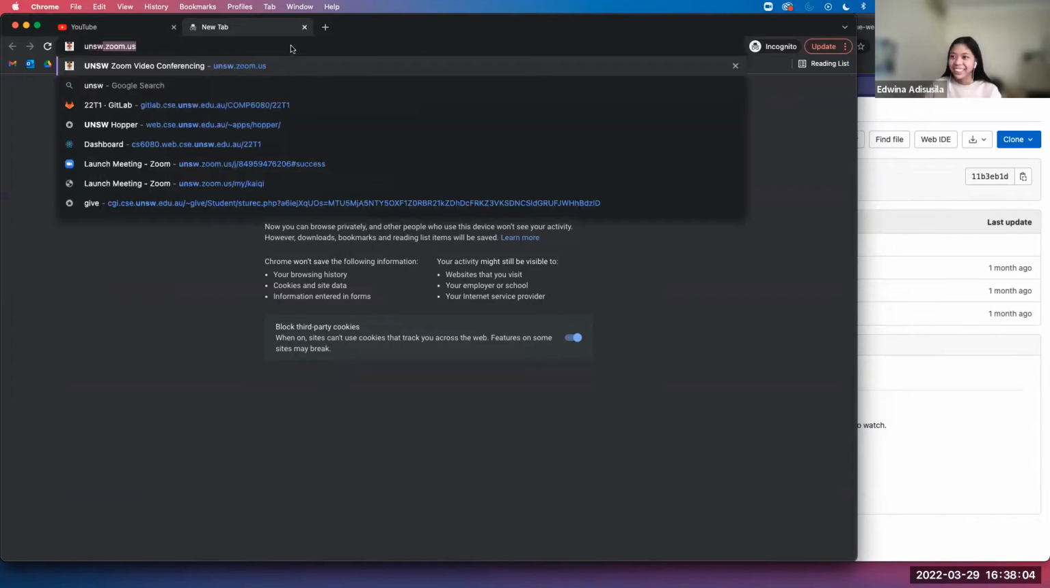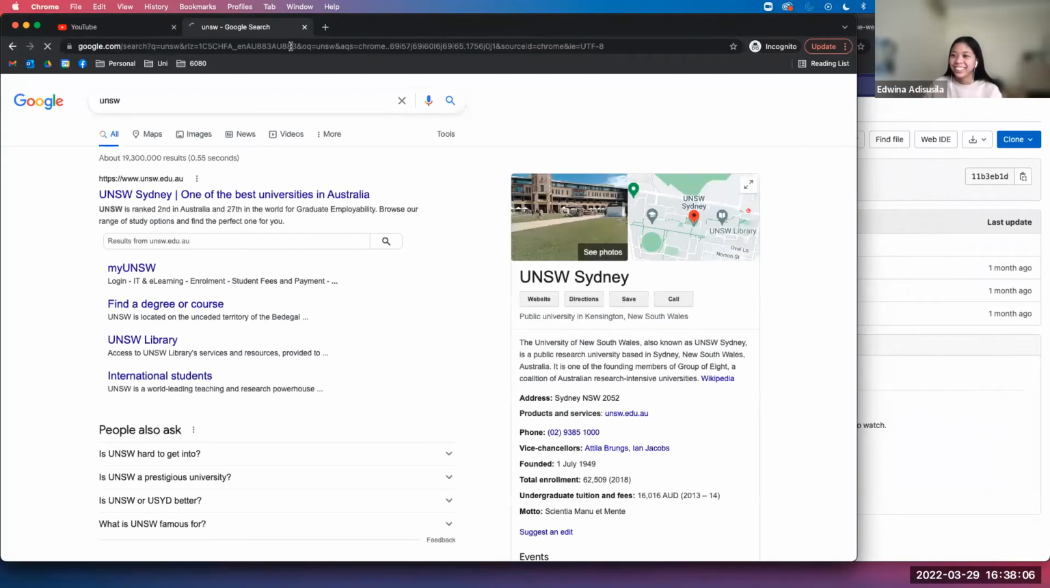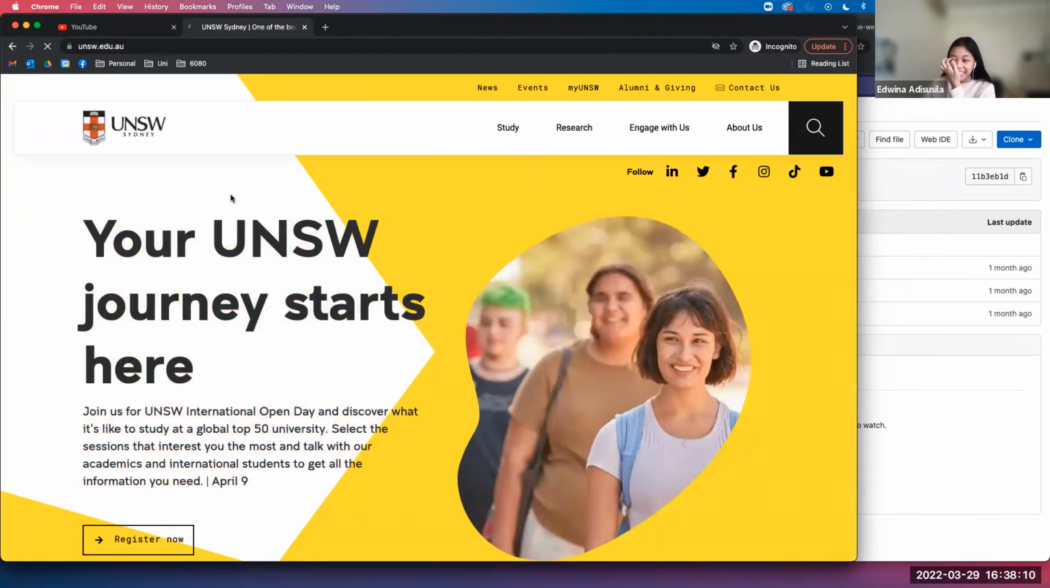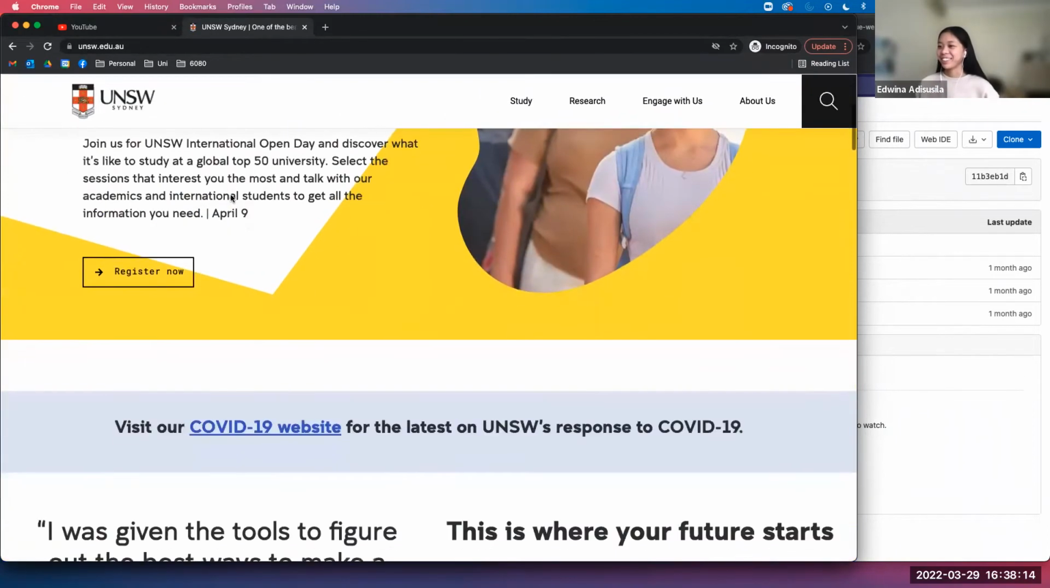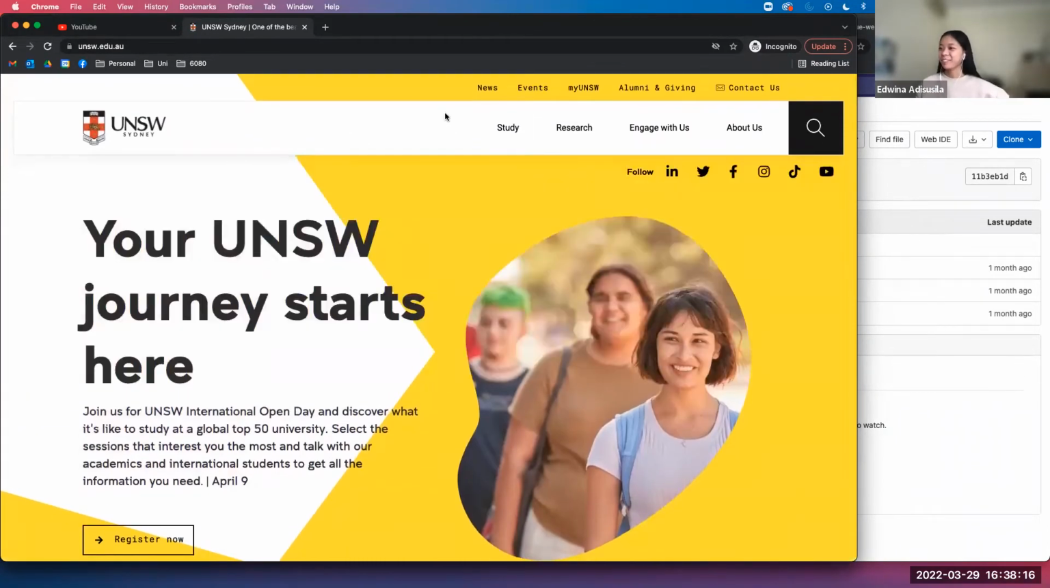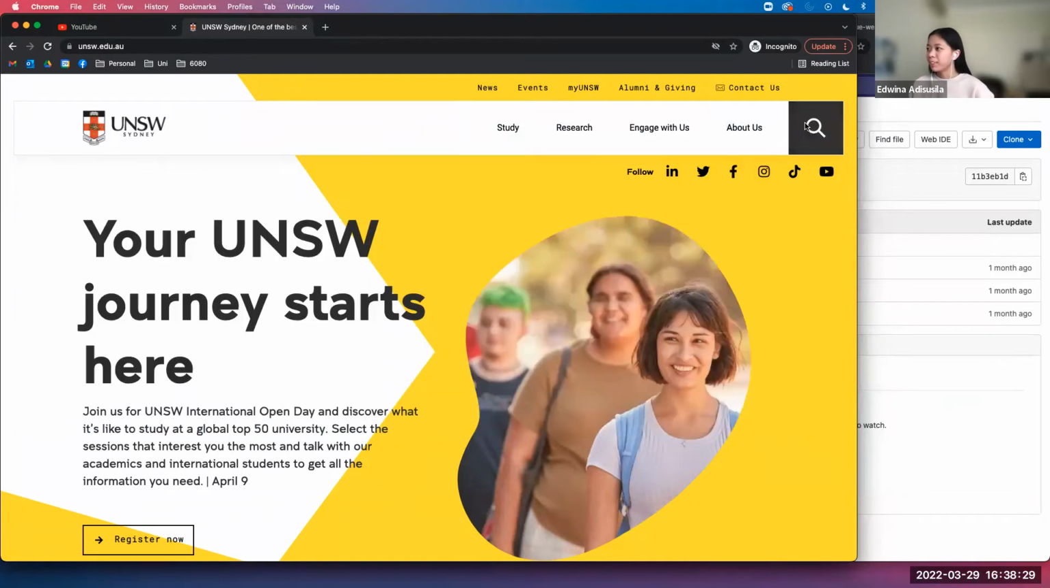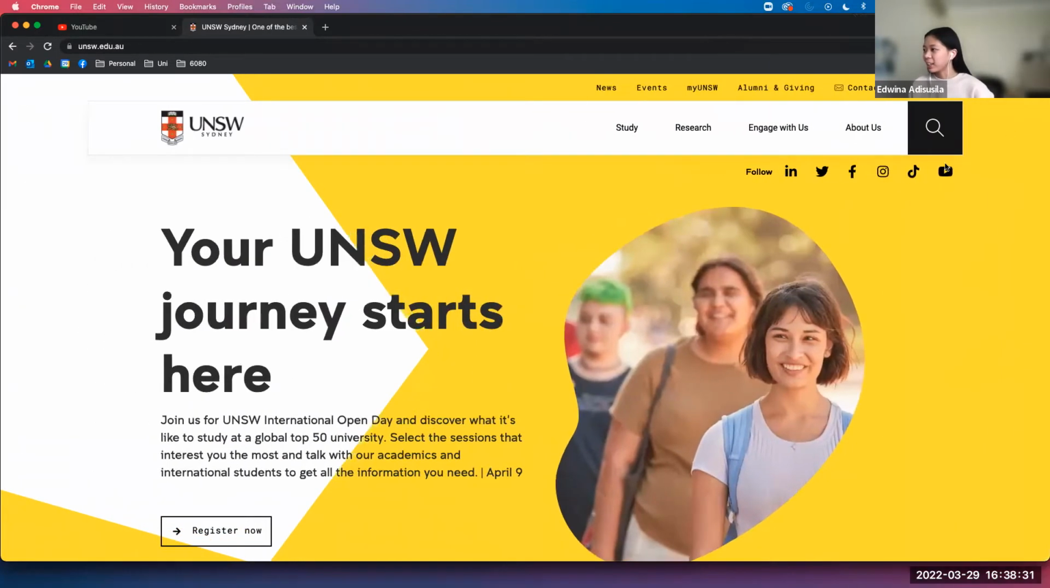UNSW. Okay, we'll look at this one. Not my UNSW. Okay, yeah, this is a good one. Let's have a look. Okay, same thing. Design principles, visual hierarchy, affordances. Keep those things in mind when you're looking. Things we like, things we don't like about this.